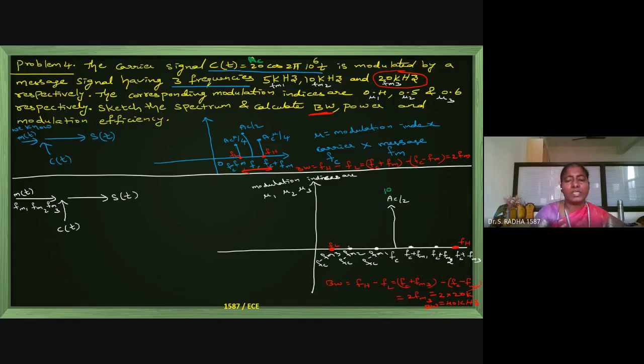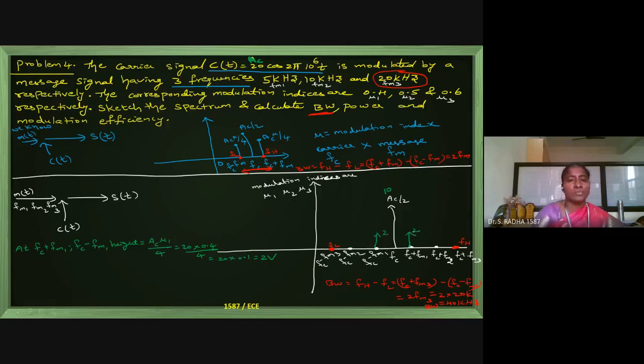Now on either side we will have AC mu by 4. At Fc plus Fm1 and also Fc minus Fm1, the height equals AC mu1 by 4. The AC value is 20, the mu1 value is 0.4, divided by 4. This becomes 20 into 0.1, which is 2 volts. So here 2 volts, and here 2 volts.